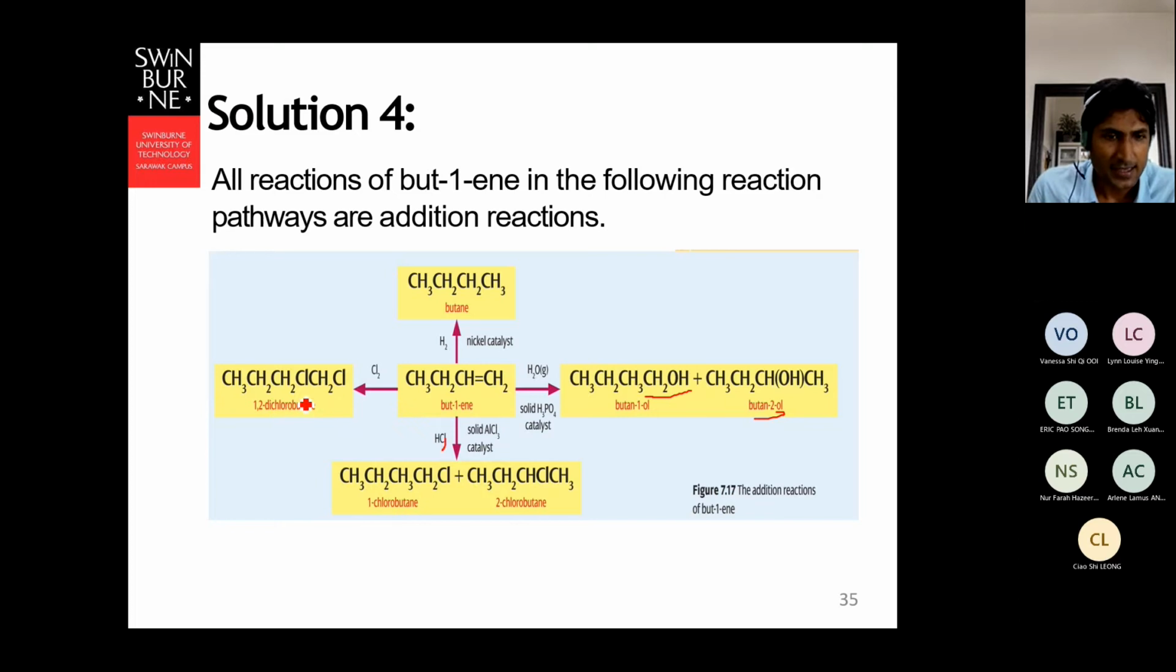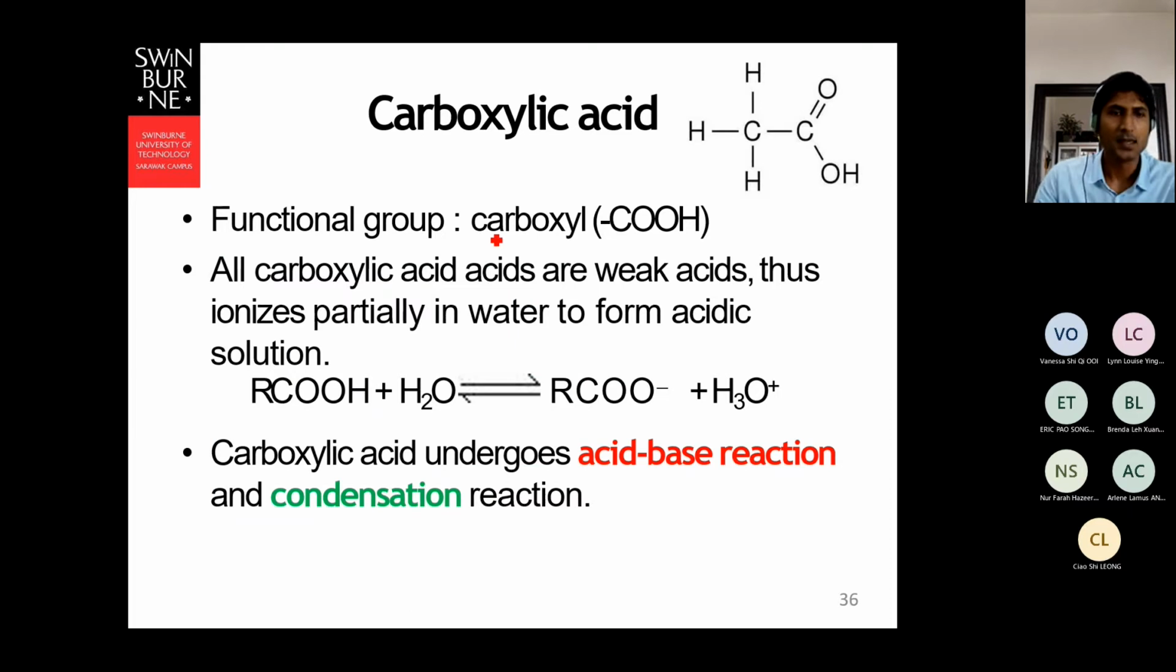And if we add HCl in the presence of aluminum chloride, it will produce the chloroalkane, 1-chloro and 2-chloro, just like hydroxyl, which attaches to both of the carbons. The chlorine will be attached to both of the carbons as well.